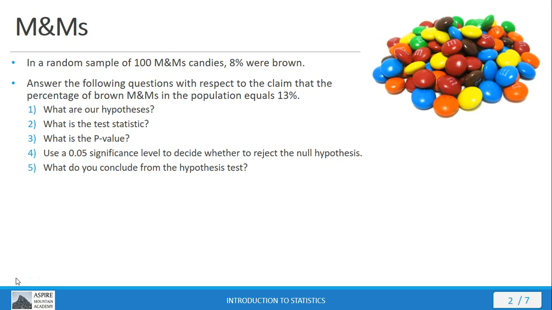So here we're asked 5 standard questions that we get with these types of proportion hypothesis testing problems. What are our hypotheses? What's the test statistic? What's the p-value? 5% significance level, and then conclude the hypothesis test. So here we can see from our problem statement, we're looking at a claim that the percentage of brown M&Ms equals 13%. So let's answer these questions one at a time.